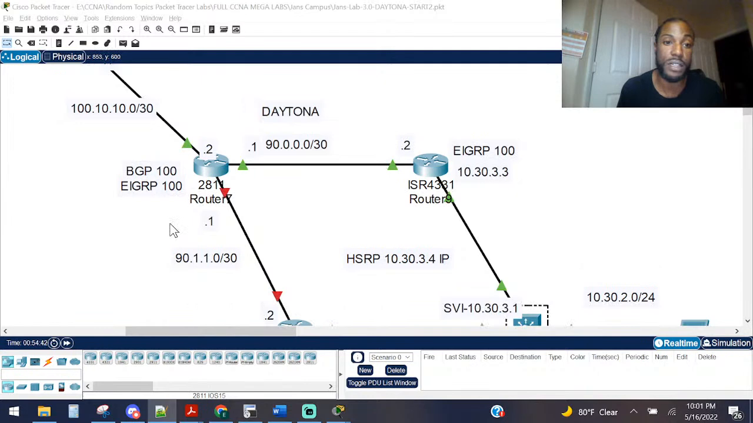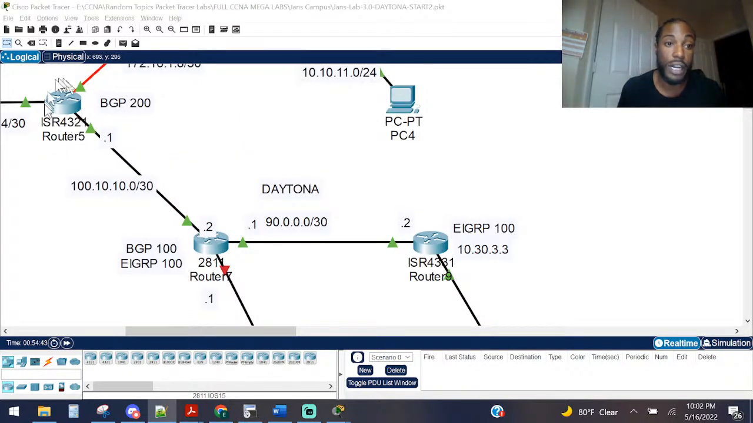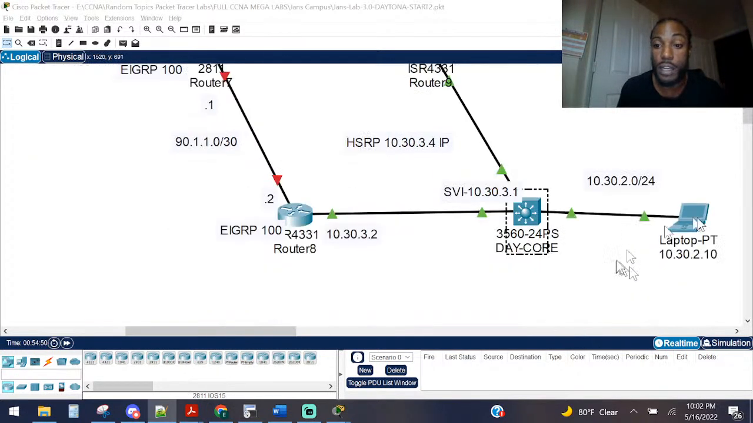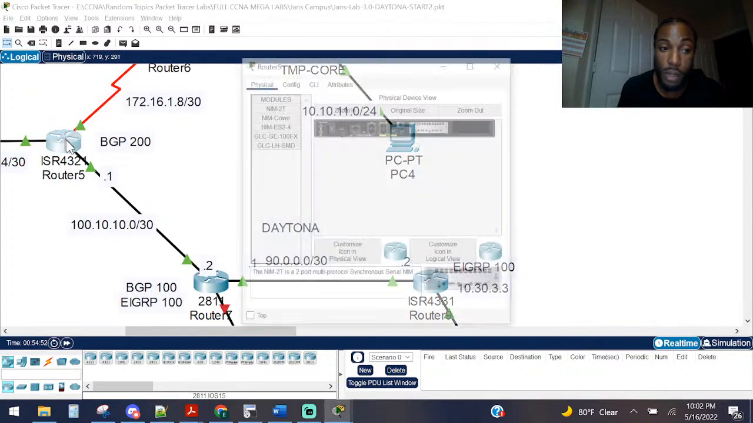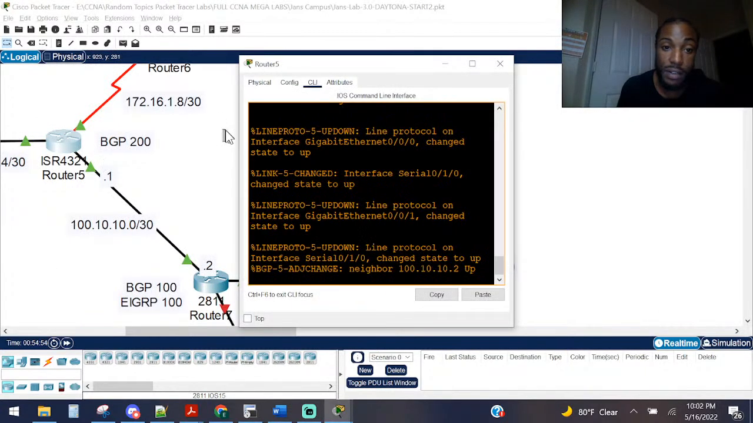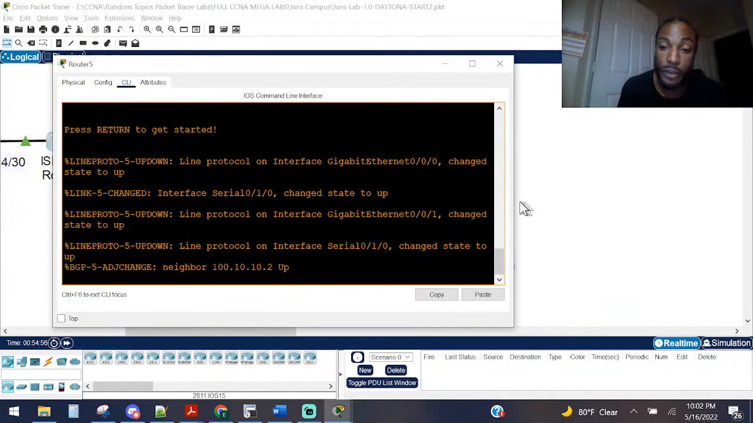Where's router 5 at? He's sitting back here on the original wide area network that we configured a couple streams back. So now router 5 should be able to ping the laptop. Let's get on our knees, pray to the network gods, see if we can do that. We'll go to CLI on router 5. If not, then we got some more configuring to do.